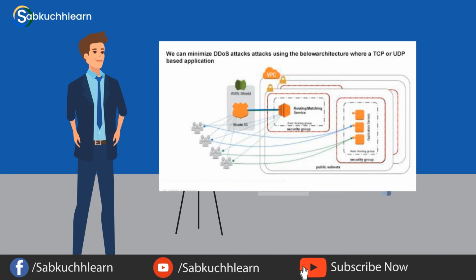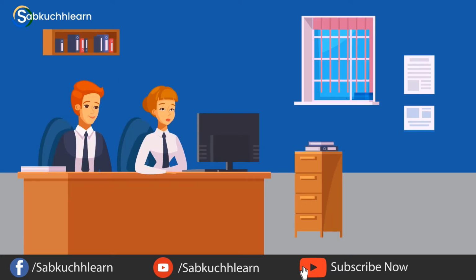The native tools that can help you deny the DDoS attacks on your AWS services are: first is AWS Shield. Second is AWS WAF. Third is Amazon Route 53. Fourth is Amazon CloudFront. Fifth is ELB. Sixth is VPC.